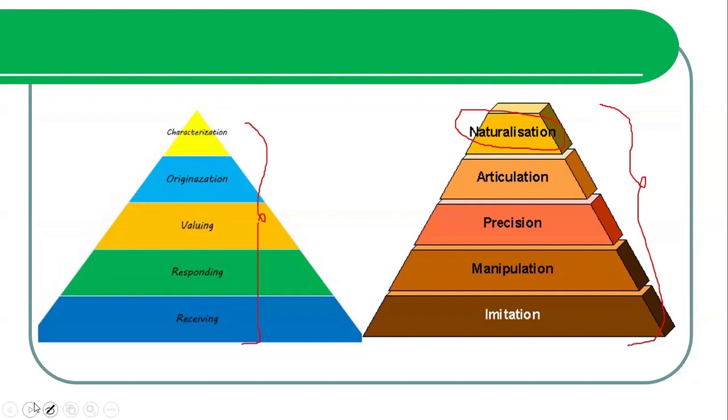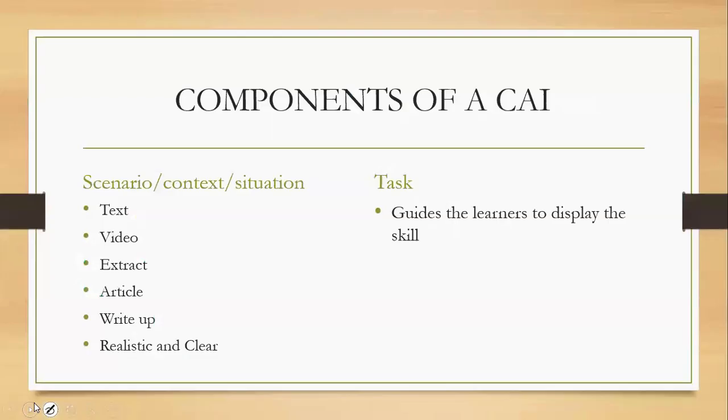Now, this is what we looked at briefly, and it is against this background that we are now going to deal with a good CAI, and that is where we are heading. What are the components of a CAI? A CAI mainly has two things: a scenario, or what you call a context or a situation, and then a task.